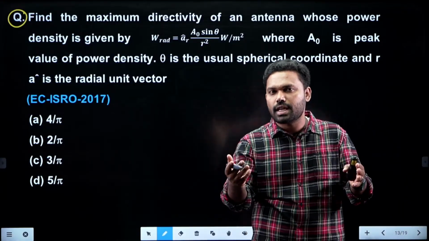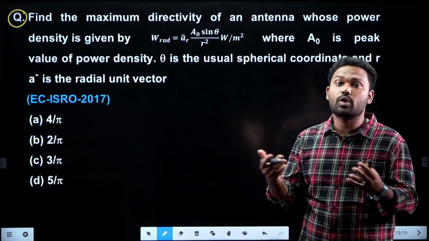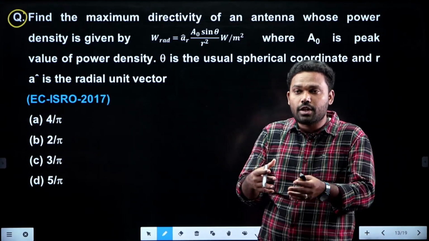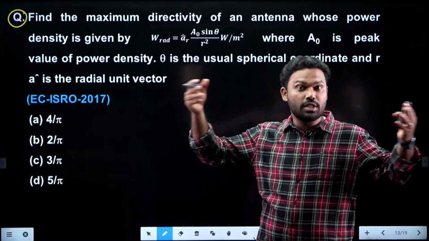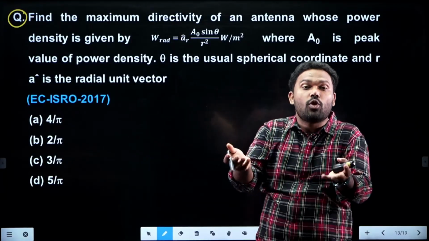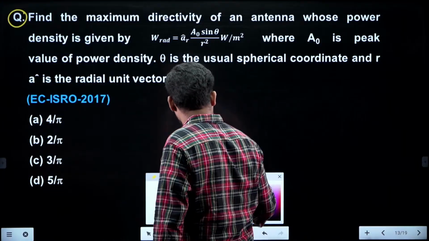So, for the transmitting antenna, what is more important is the directivity. For the receiving antenna, it is the effective aperture. So, the receiving antenna should have a more effective aperture. It should be more visible to the incoming wave so that more reception happens. Okay, anyhow. So, here is a question, guys.